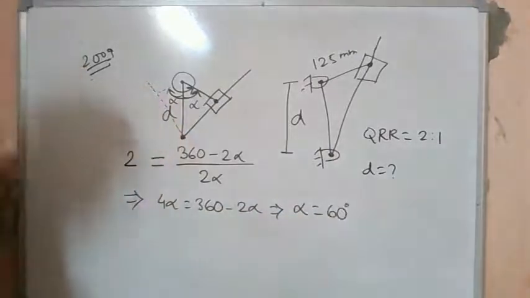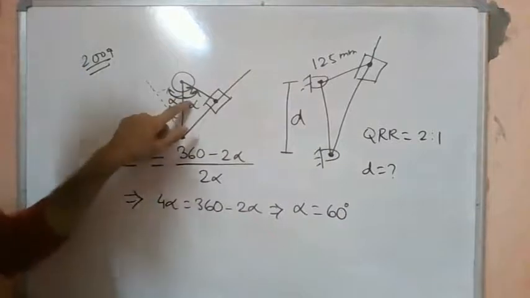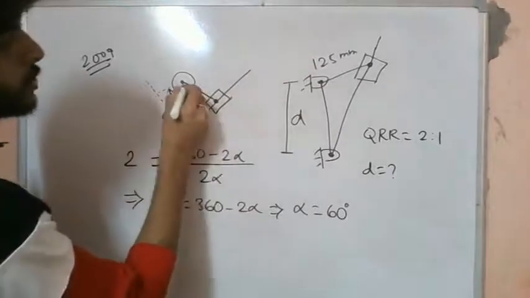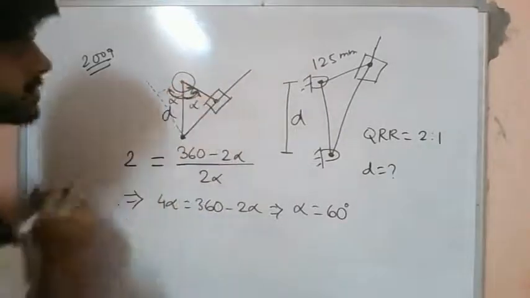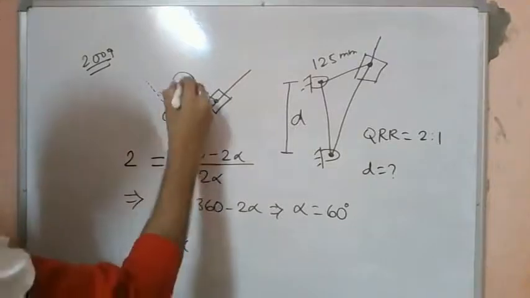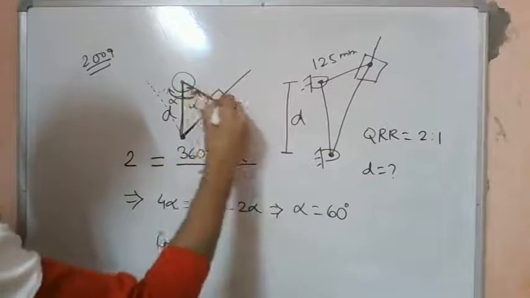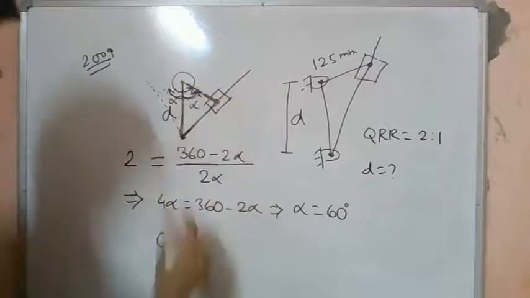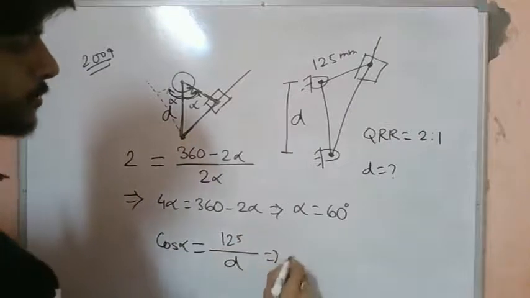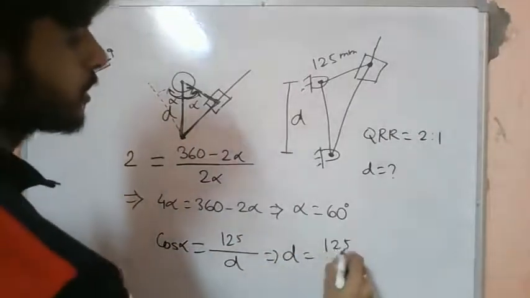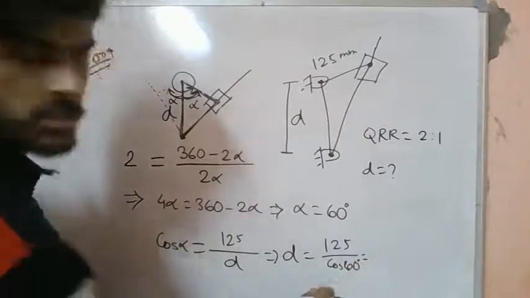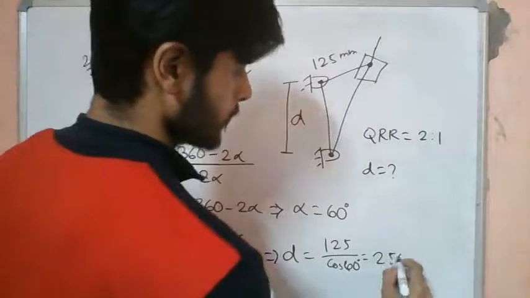Okay, so we find that this angle alpha in the extreme case is 60 degrees. If we know this angle is 60 degrees, and this link length is given in the question, then from this triangle, cos alpha is equal to base by hypotenuse, that is, crank length 125 divided by d. From this we find d is equal to 125 by cos 60. Cos 60 is half, so that is nothing but 250 mm.